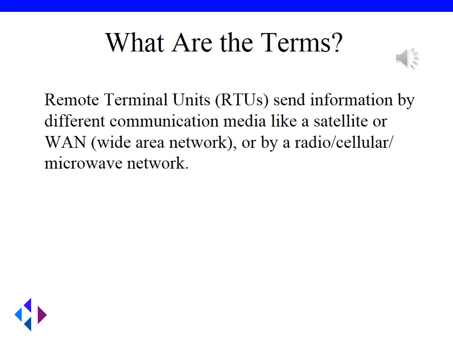So basically, a remote terminal unit, or RTU, will send information by different communications media or channels, like a satellite, a wide area network, or by a radio system, a cellular system, microwave networks, huge WAN networks, some of the new mesh networks that are basically wireless networks, but they're only anywhere from a quarter mile to a mile in length. Items like that.